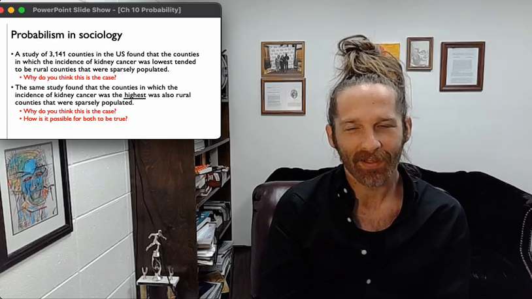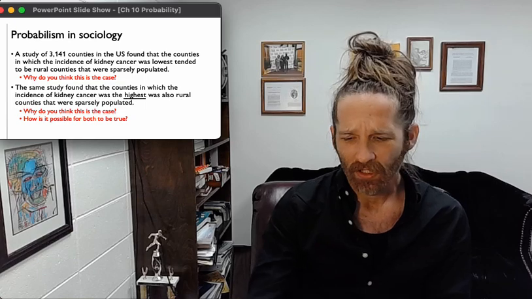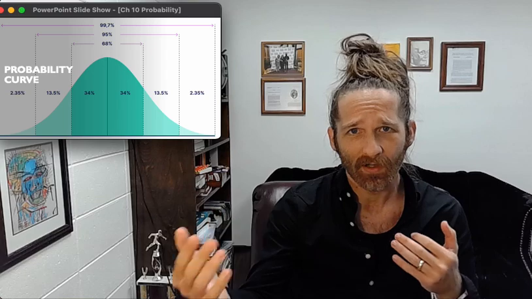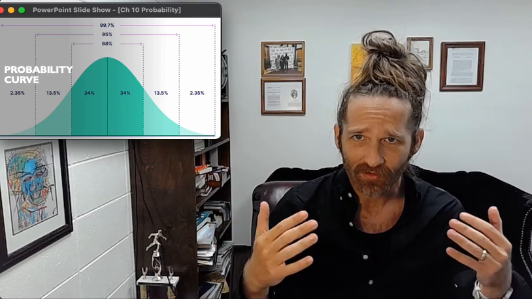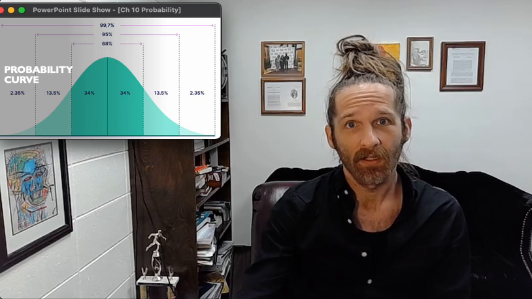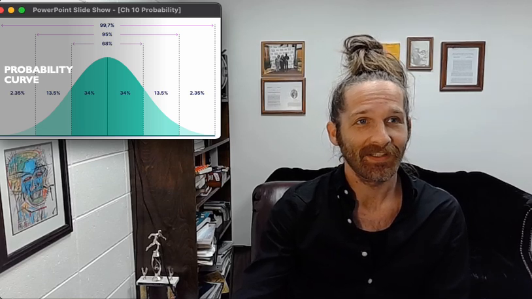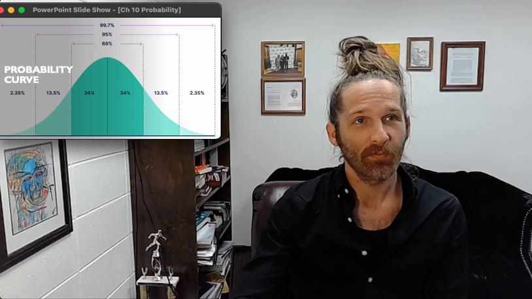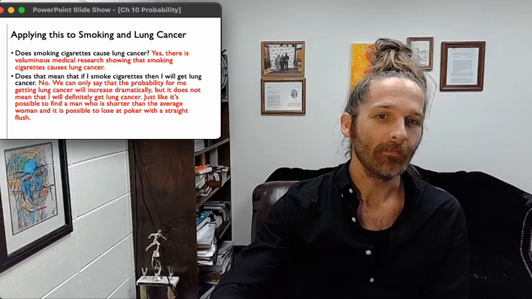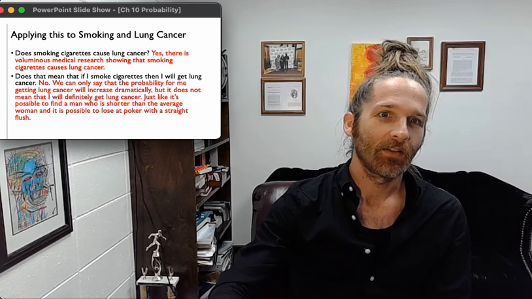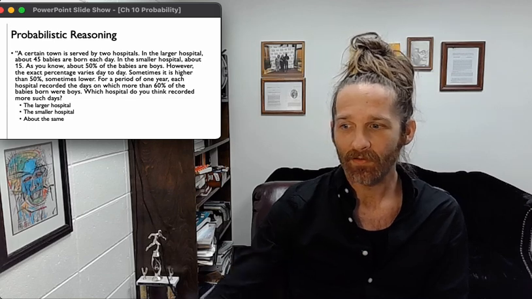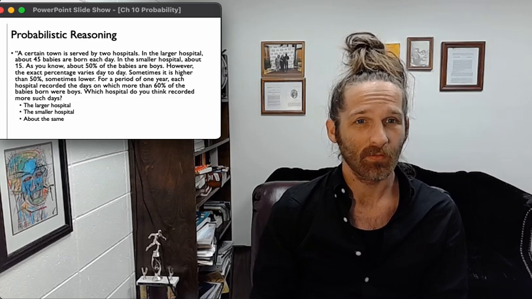The smaller the county, the fewer the number of people, which means the less reliable the probability curve. You're more likely to get people on the outliers if you have a very small population. So the outliers appeared on both sides: the counties with the most kidney cancer were rural and sparsely populated, and the counties with the least kidney cancer were rural, sparsely populated. So there's a confound, and the confound is sample size. The smaller samples tended to yield less reliable results.